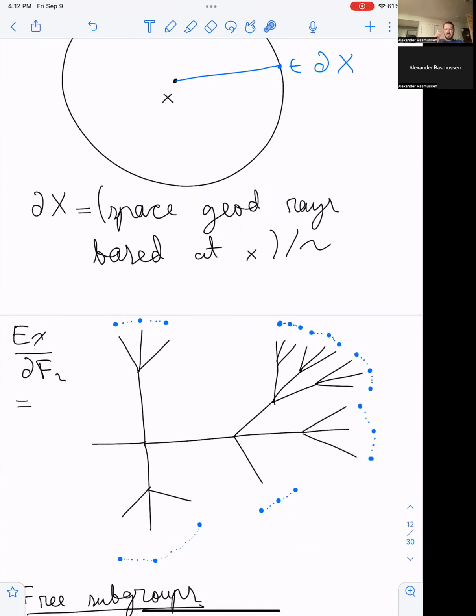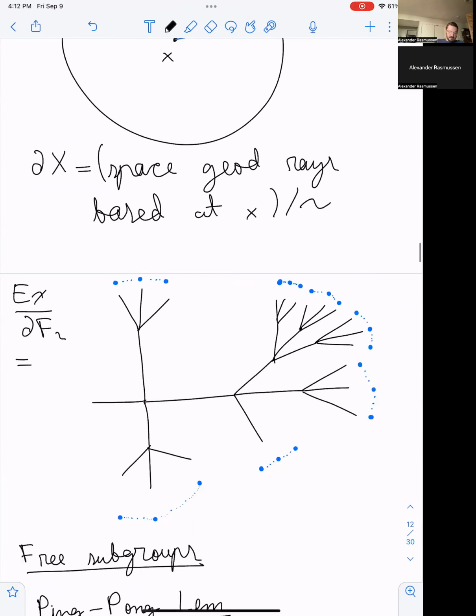So we can see some boundaries in some of our favorite examples of hyperbolic spaces, like this free group. So here the boundary is a Cantor set. Why is it a Cantor set? Well, we can just kind of look at this definition. So what are the geodesic rays emanating from the identity? Well, there are like 4 different directions you could go.